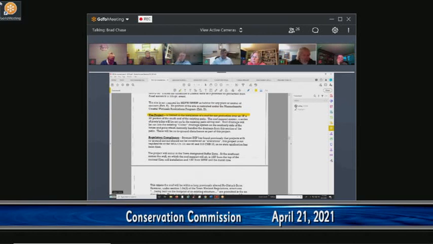And it's very clear from that hearing transcript that this was presented to us as really hardscape with a roof over it.